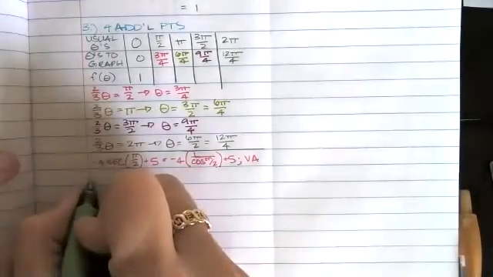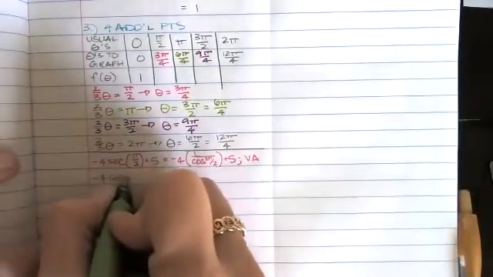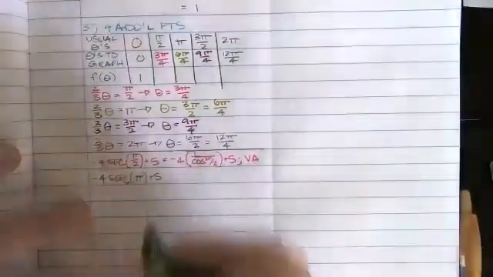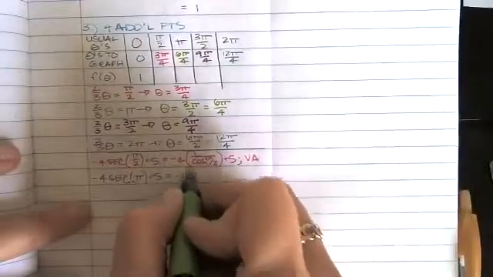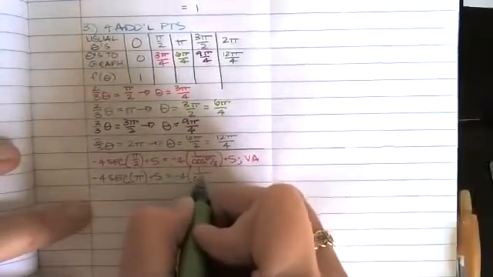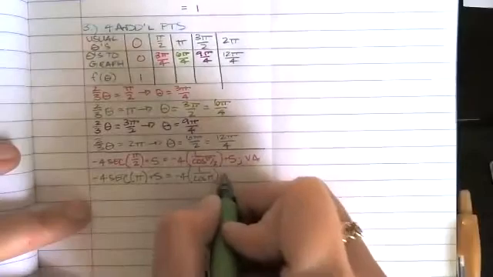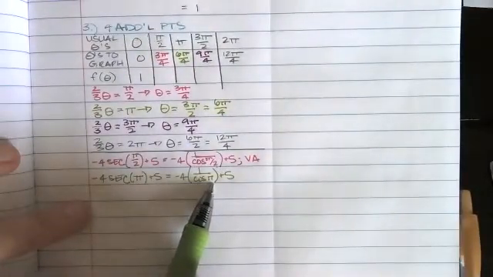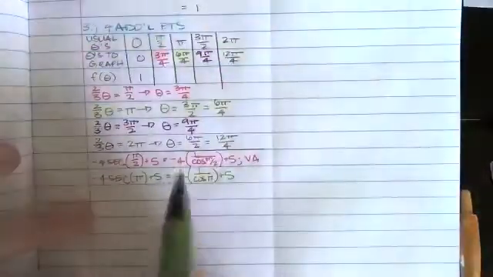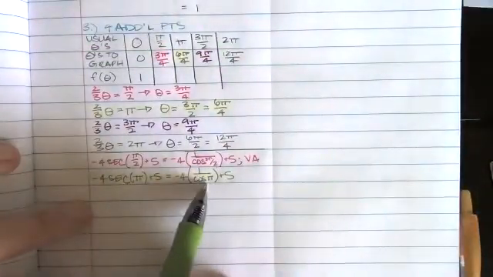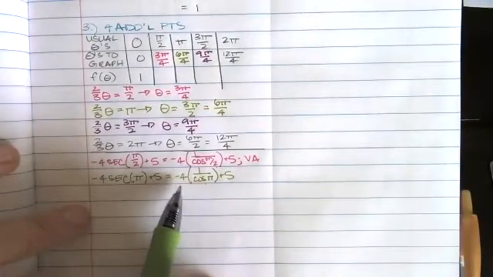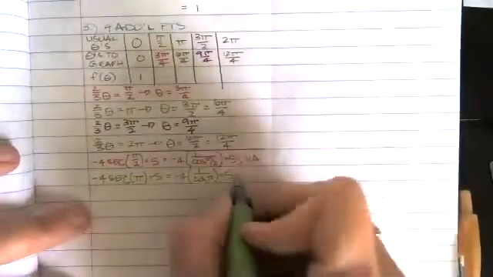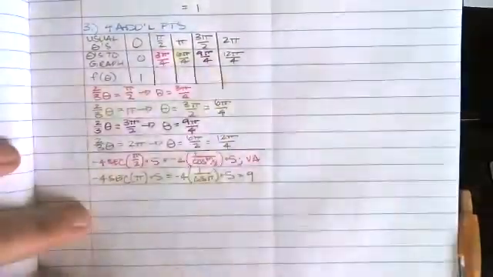Okay, so the next one, negative 4 times the secant of pi plus 5. Remember, this is negative 4 times 1 over the cosine of pi plus 5. The cosine of pi, that's negative 1. So this whole fraction becomes negative 1. So negative 4 times negative 1 is 4. 4 plus 5 equals 9.